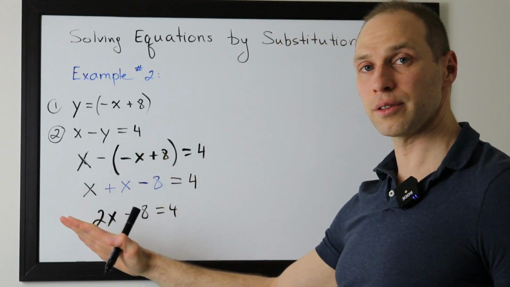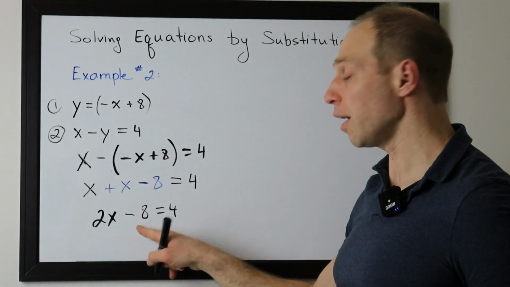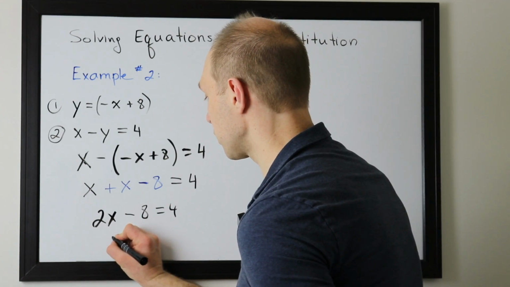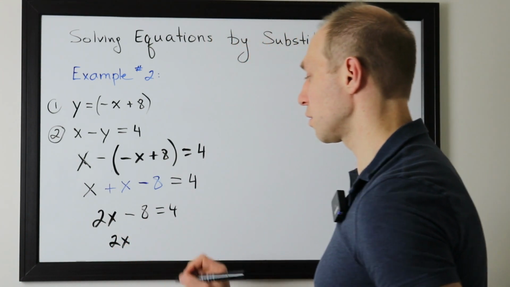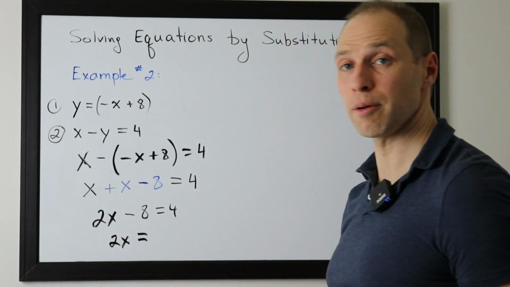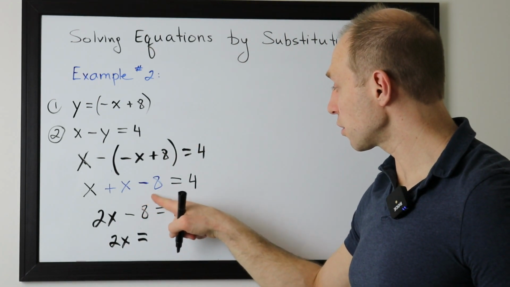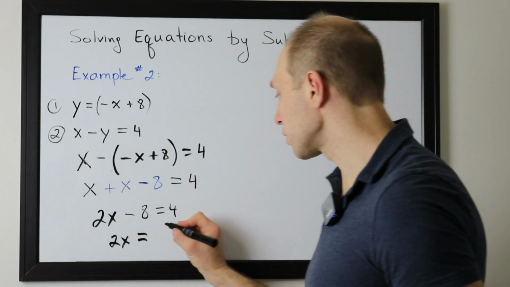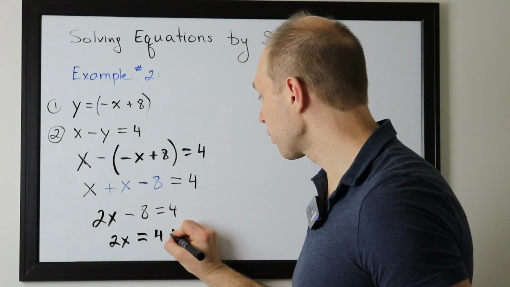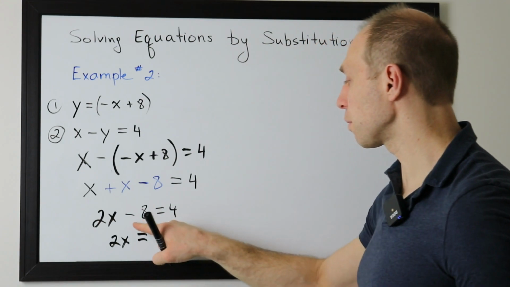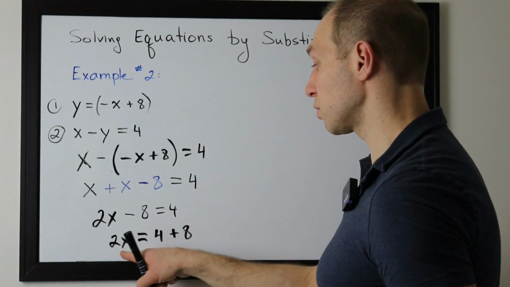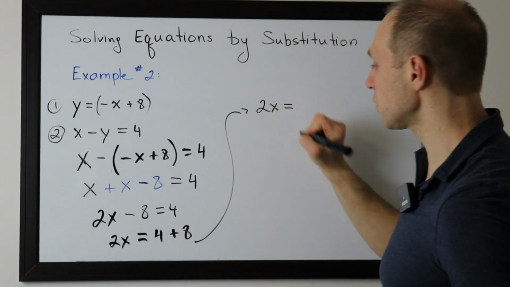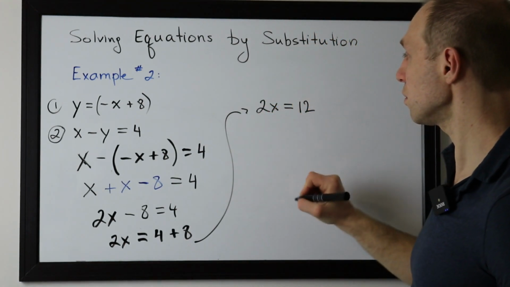Letters stay on the left, or on one of the sides, and numbers stay on the opposite side. In this case, our letters happen to be on the left side, so we'll keep 2x on the left, and the negative 8 must go. So it's going to go over to the right side and switch its sign from negative to positive. So the 4 stays, and it's going to be 4 plus 8. 4 plus 8 is 12. I'm going to write it over here. So 2x is equal to 12.